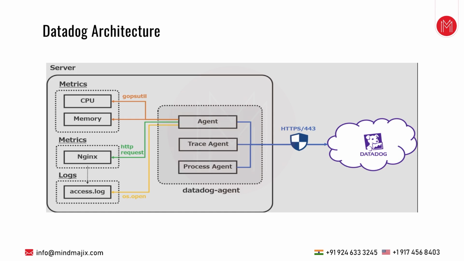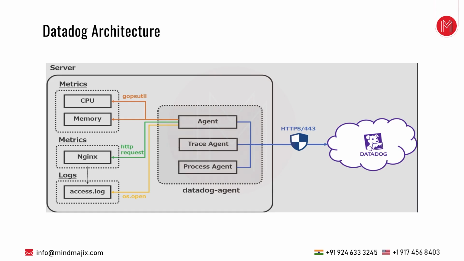Datadog architecture. At a high level, the Datadog architecture consists of four components. Agents. These are lightweight software that runs within a host server. Like you see over here, this is the host server wherein the agent is running. It can run within servers, containers, or cloud instances and collect metrics, traces, and logs from the application and send them to Datadog via the HTTPS 443 protocol.